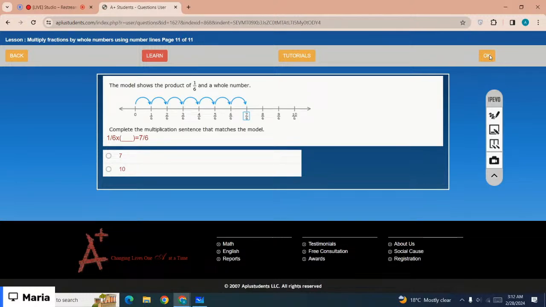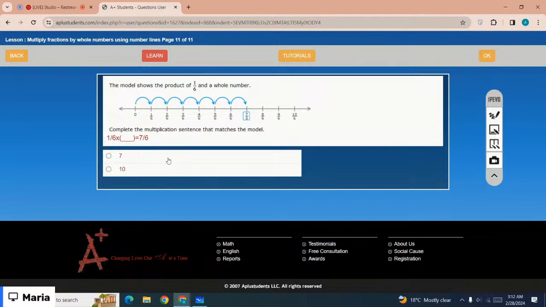The model shows the product of 1 by 6 and a whole number. Complete the multiplication sentence that matches the model. Very good. That is 7 times 1 over 6.